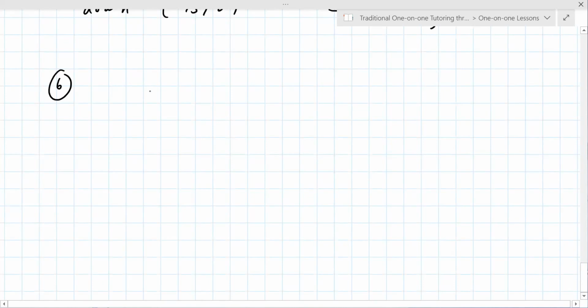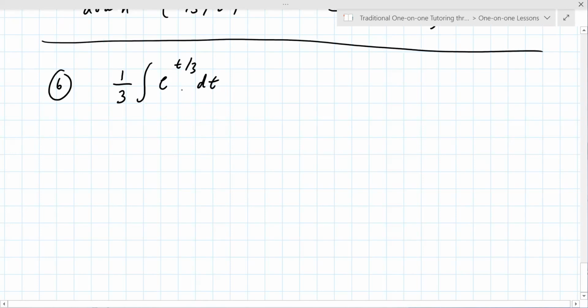All right, 6 here. Actually, let me give you one. I can make another one up if you want. So 1/3 integral e to the t over 3 dt. And this is it. There actually are no instructions. It just says, what does this equal?